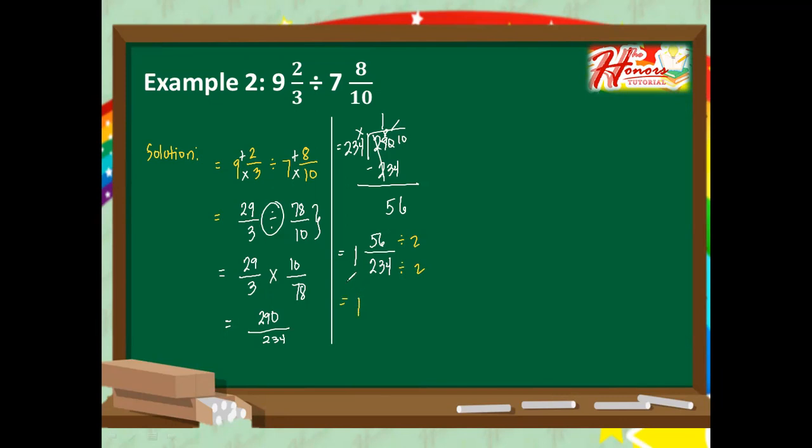So let's copy 1. Let's divide 56 and 2. So 56 divided by 2, that's 28 here. And then we have here 234 divided by 2, that is 117. Is this the final answer? Is 1 and 28 over 117 the final answer?